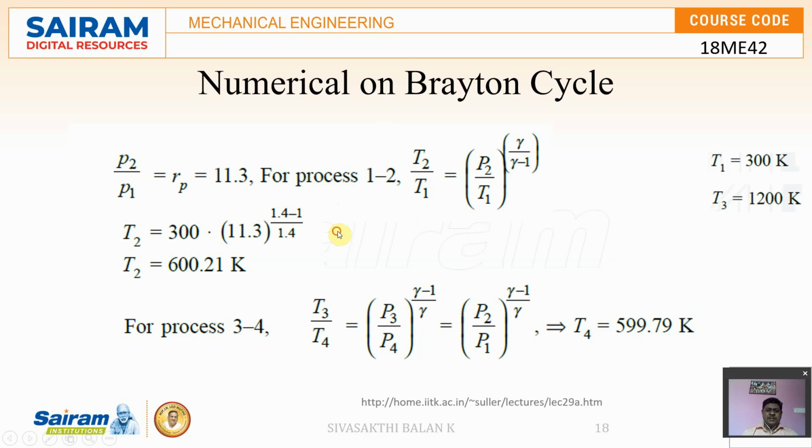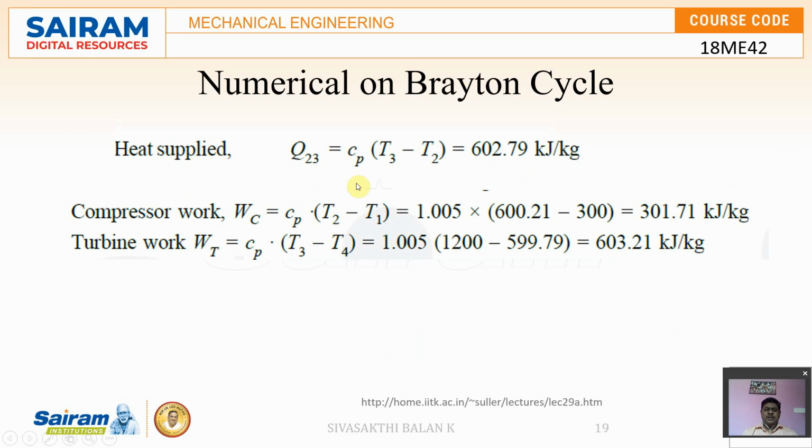Once we calculate all these, it is easy for us to calculate the remaining values like heat supply, compressor work, and turbine work. The formulas only deal with temperature and the specific heat value. Heat supply takes place between process 2 to 3, so the equation is Cp into T3 minus T2. Substituting all the known values, we get 602.79 as the heat supplied value.